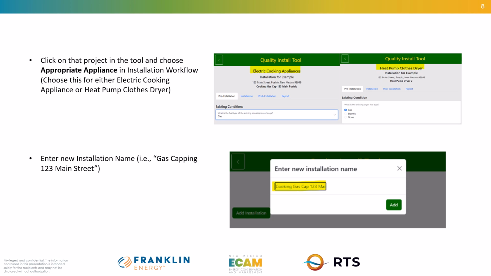Click on the project and choose the appropriate appliance in the installation workflow. Enter the new installation name in accordance with the installation in progress. For example, gas capping 123 Main Street.